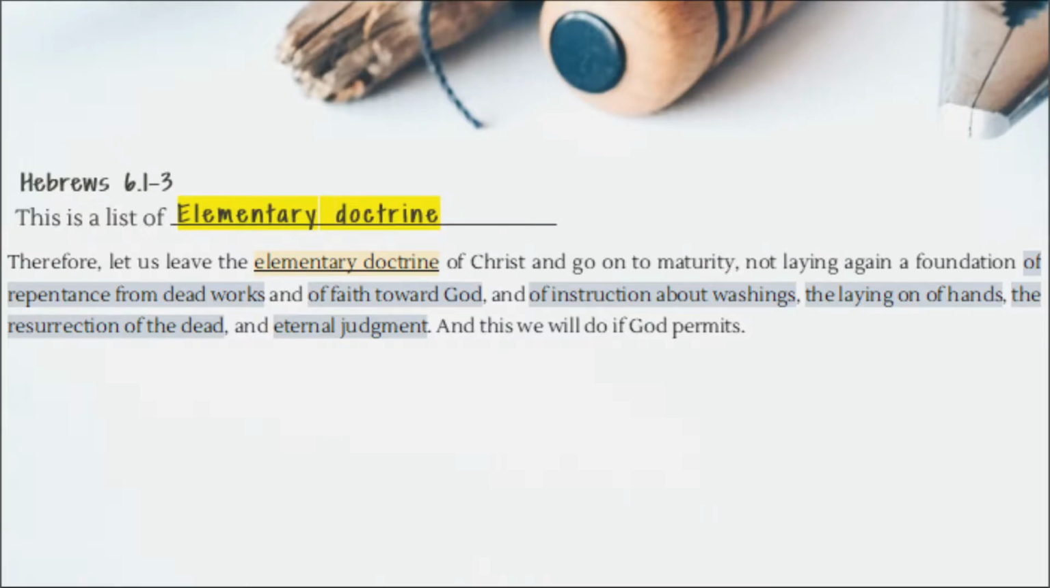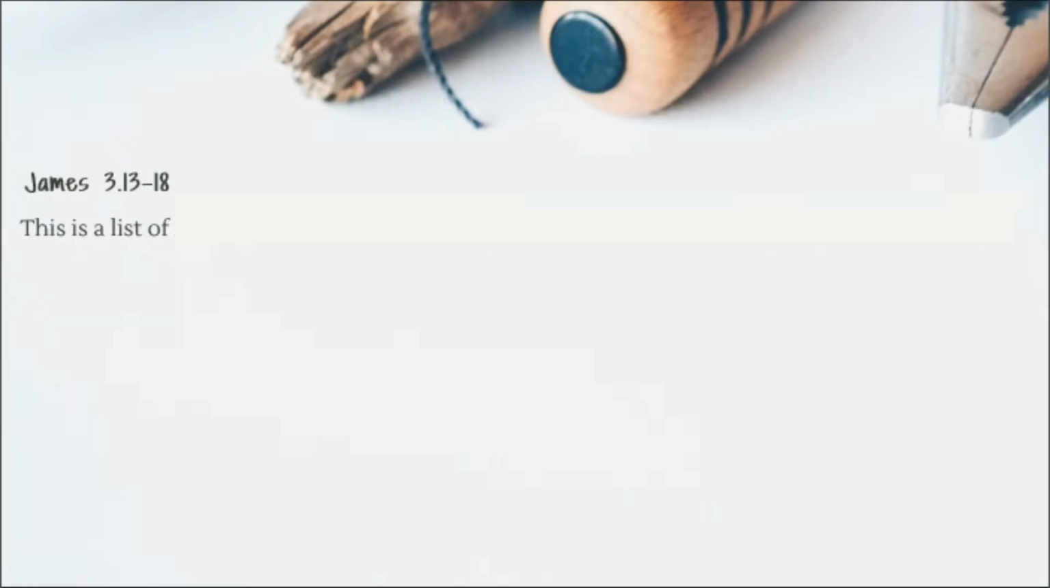Okay, so elementary doctrine. Then, James 3. This is a list of understanding wisdom. Okay. Is that okay? Yeah, that works. This is kind of two lists, one topic. But understanding wisdom's good as long as you have both sides of it. So what I have is false wisdom and true wisdom.